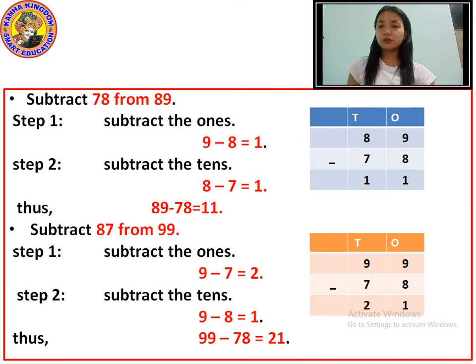Now we are going to see another example of subtraction of a two-digit number. Okay, now subtract 78 from 89. To solve this question, we have to make a place value chart, right? First we have to make a place value chart for ones and tens, because two digits means one for ones and second for tens.